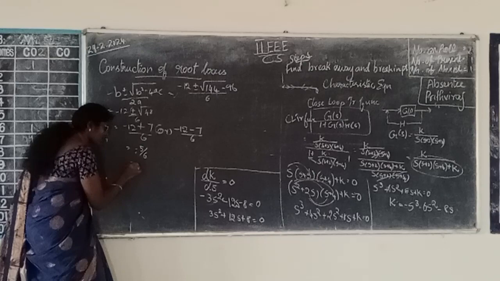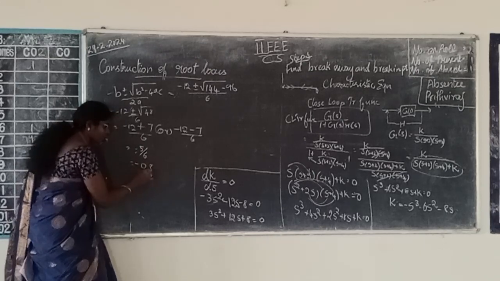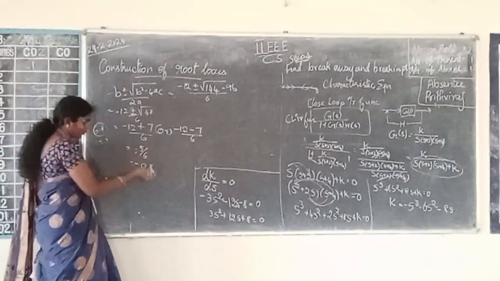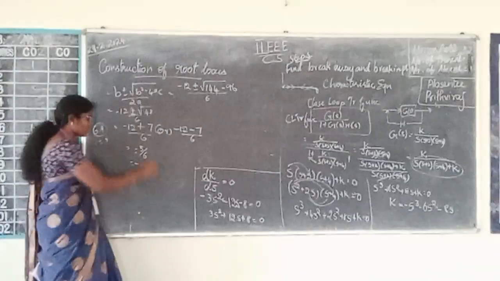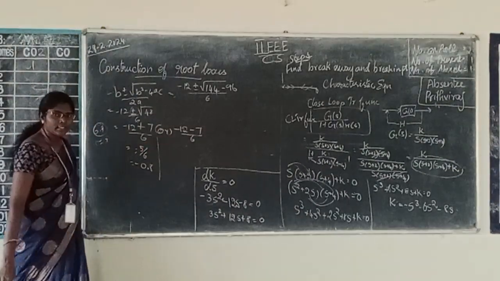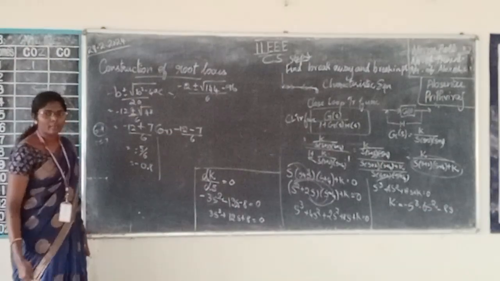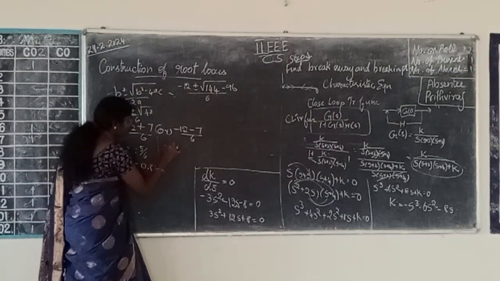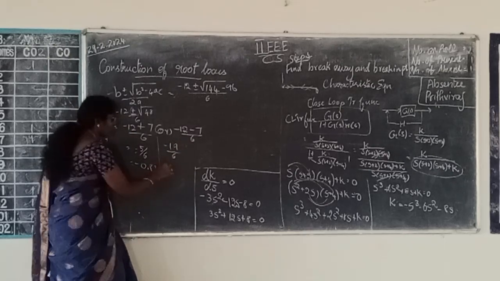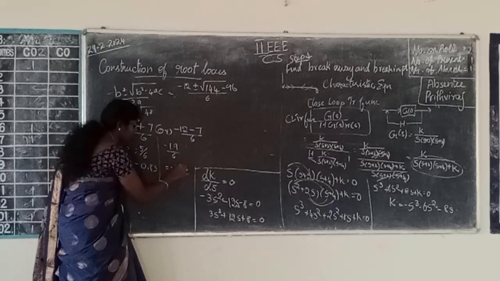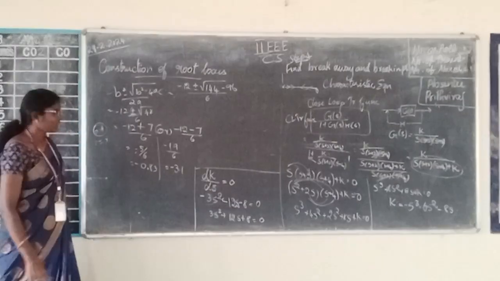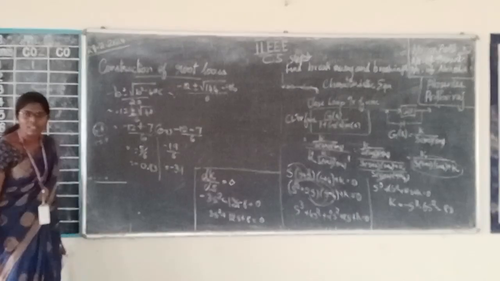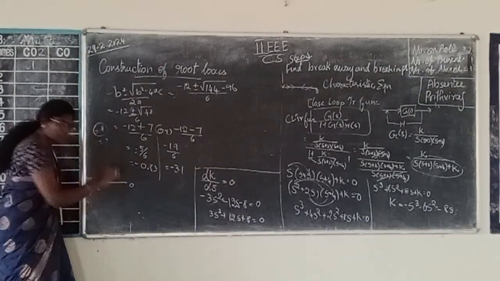What is minus 5 by 6? Minus 0.8 something. If you check in the calculator, it will be minus 0.83 something, right? And next, it is minus 19 by 6. If you do it, it will be like minus 3.1 something. Okay, correct? So now, wherever root locus exists from 0 to minus 2.